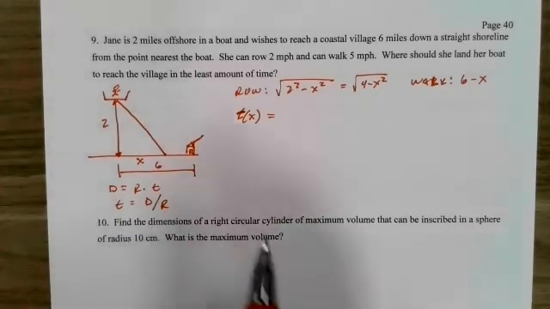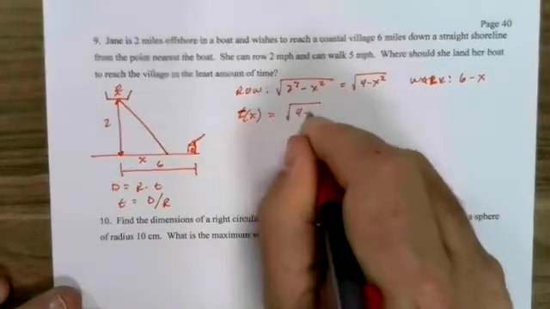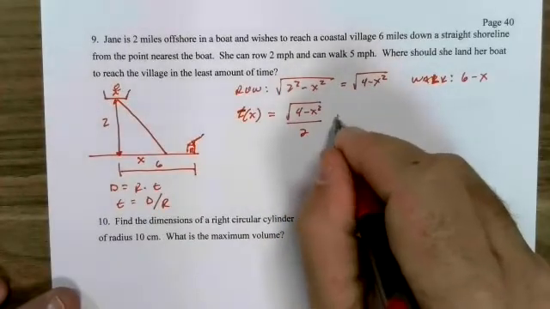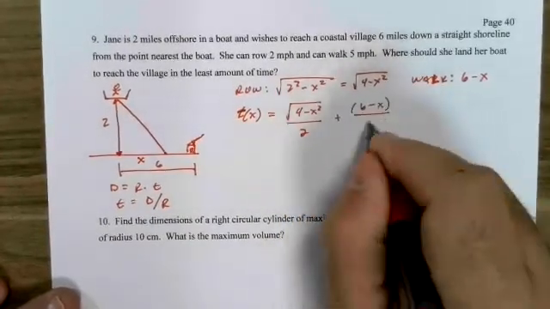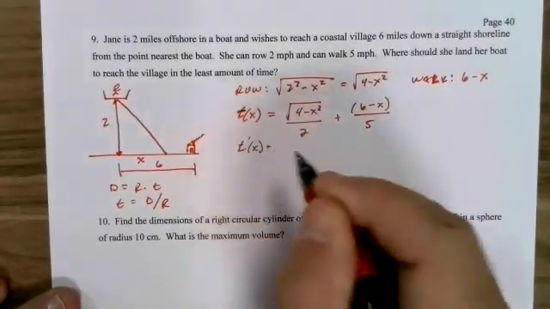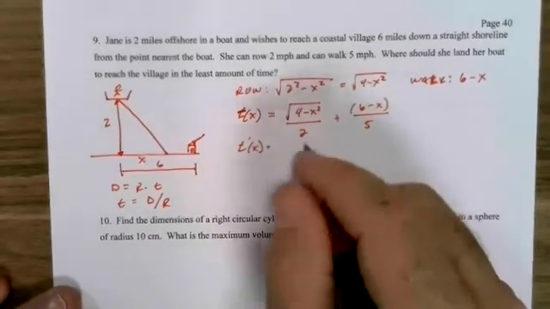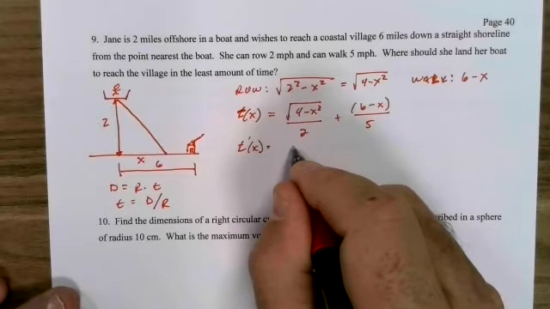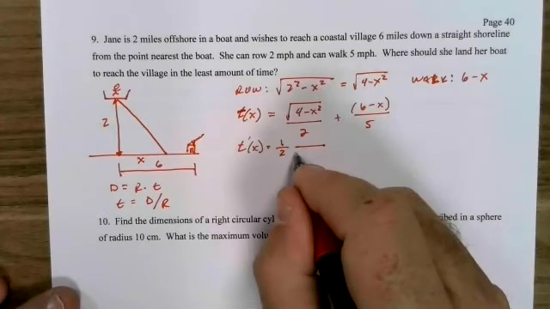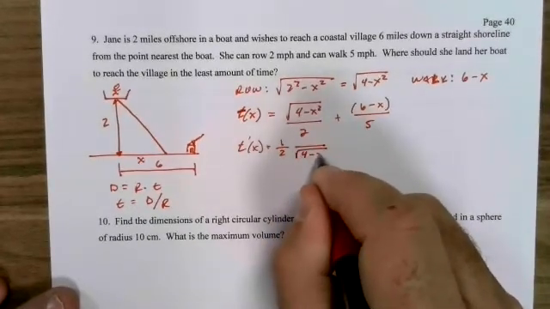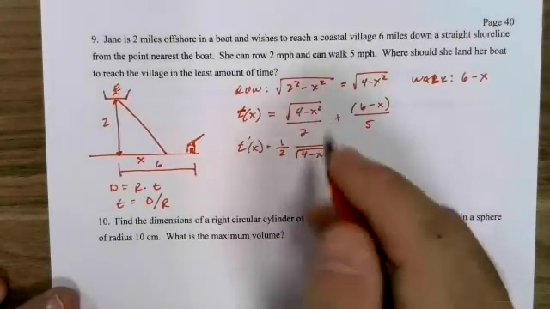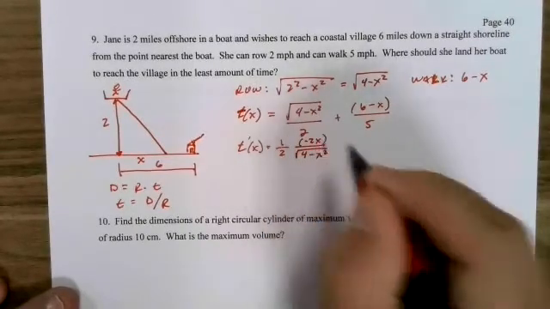Time is distance over rate. Root 4 minus x squared, that's the distance over the rate. 2 plus 6 minus x, that's the distance, over 5. T prime of x equals 1/2 times 4 minus x squared to the 1/2, so 1/2 out front, negative 1/2 bring it down, times negative 2x, that whole chain rule thing.